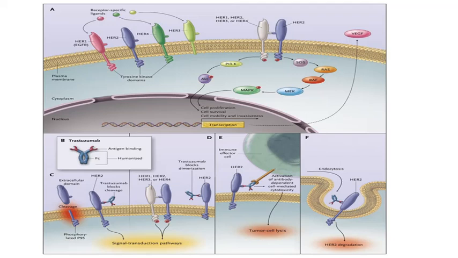Yes, that's right. Trastuzumab is a well-known monoclonal antibody used to treat HER2 positive breast cancer. It works by targeting the HER2 receptors on the surface of cancer cells, helping to slow their growth or even shrink them. It's also used in other HER2 positive cancers, like gastric cancer. Let me know if you'd like more info on how it works or other treatment options.